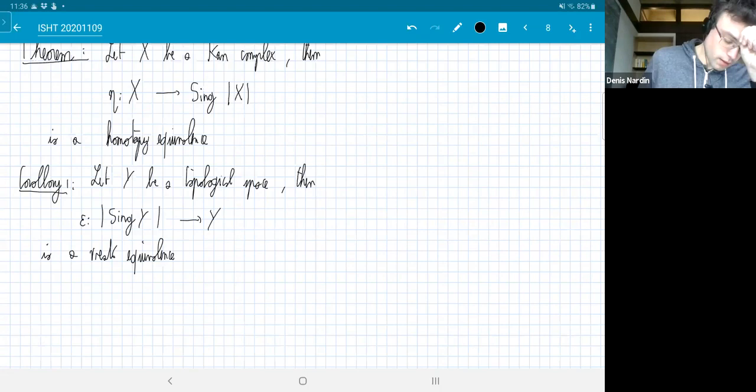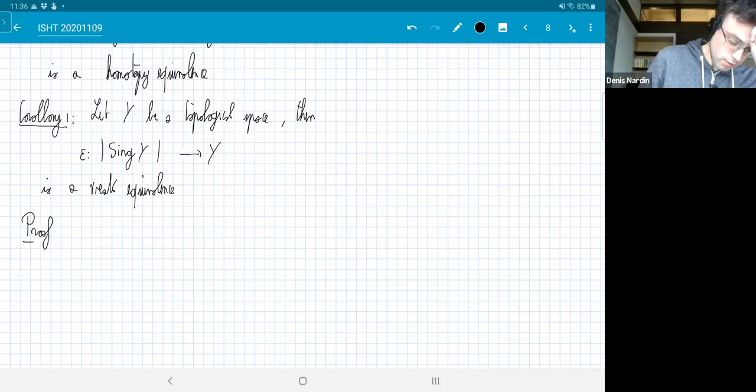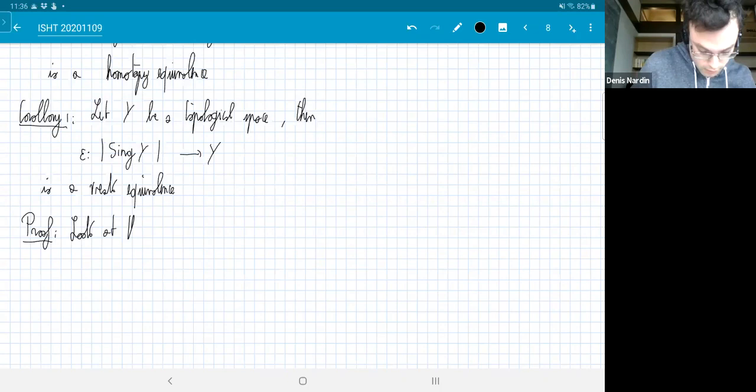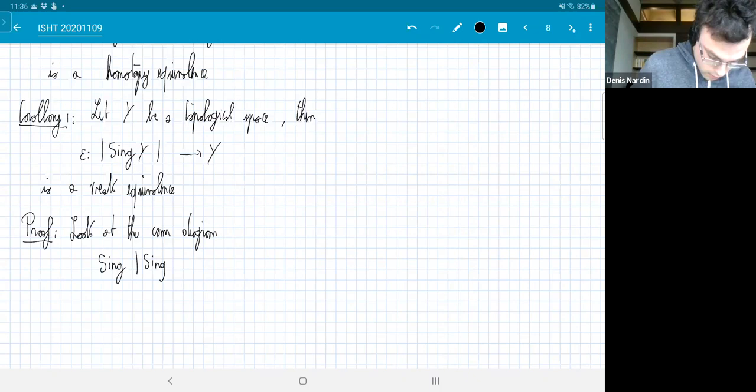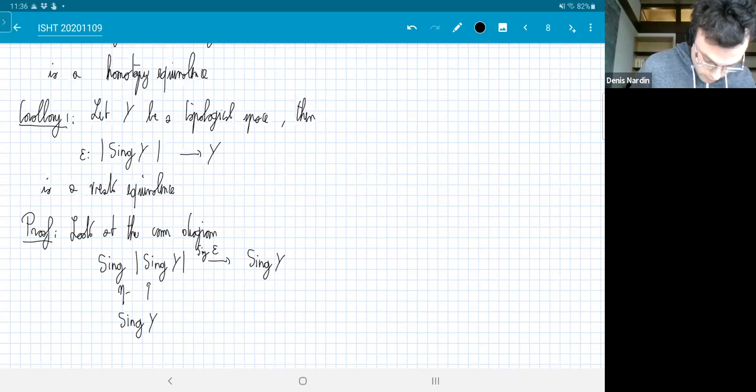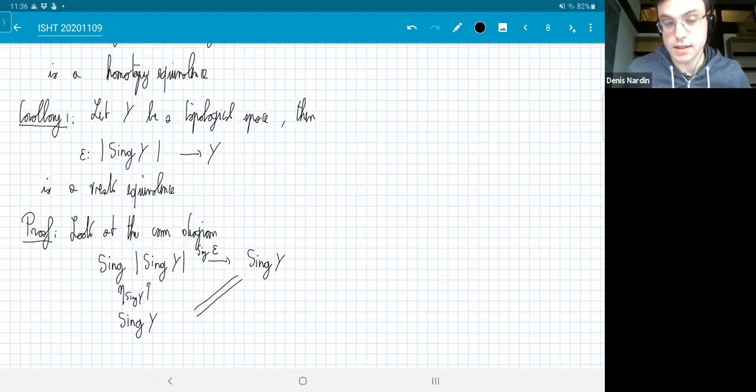And how do you prove it? Well, the idea is to look at the commutative diagram. This is sing of epsilon, and this is eta of sing. Right? This is the identity. You can check this is just another reformulation that sing and geometricalization are adjoint, but you can also check it directly with the formulas I gave you.